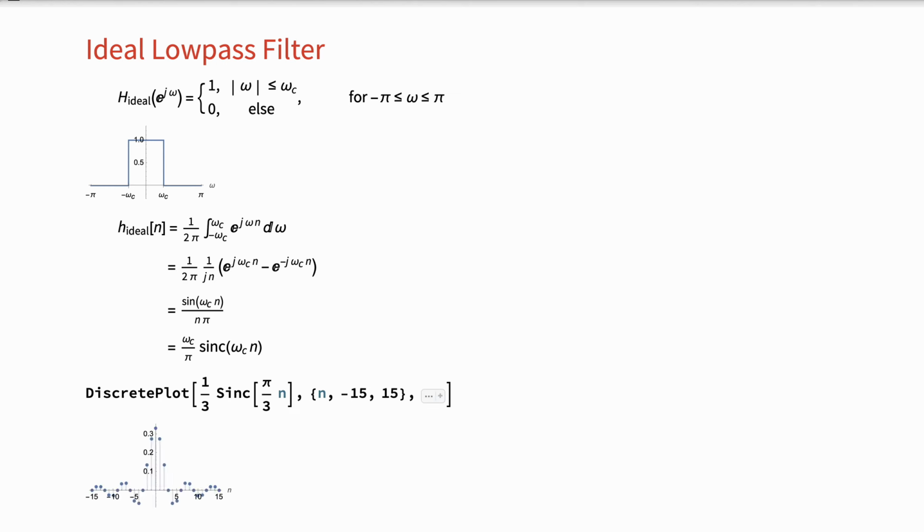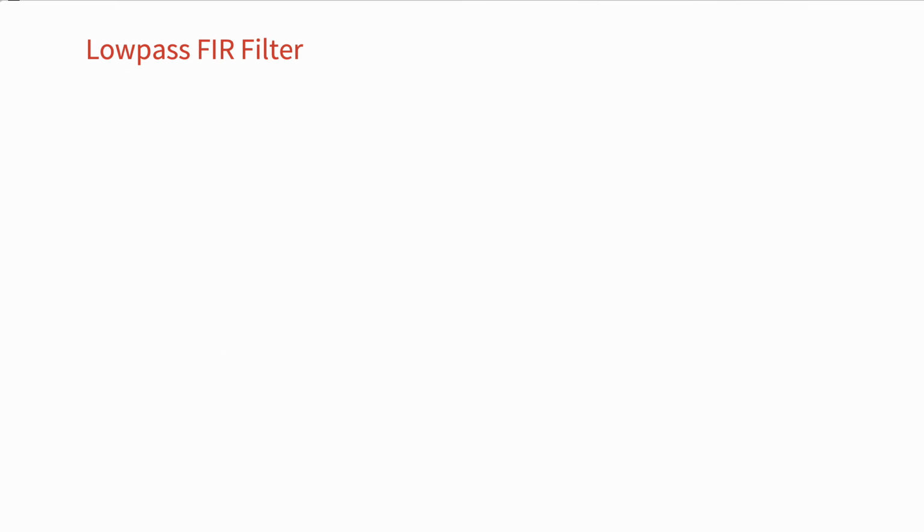Here we show a short segment of the impulse response when omega c is set to pi over 3. The sinc function as unit sample response is infinite, and it is not causal, and therefore it is not practical. For this reason, we consider an approximation of the ideal frequency response by simply truncating the infinite unit sample response to make it finite duration.